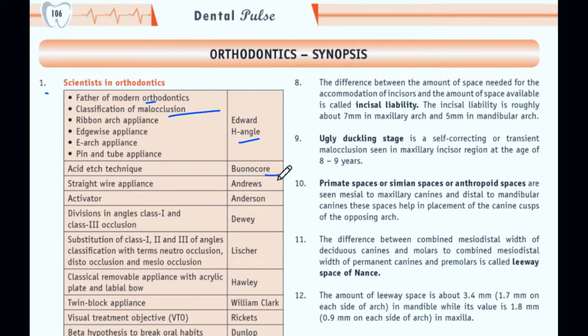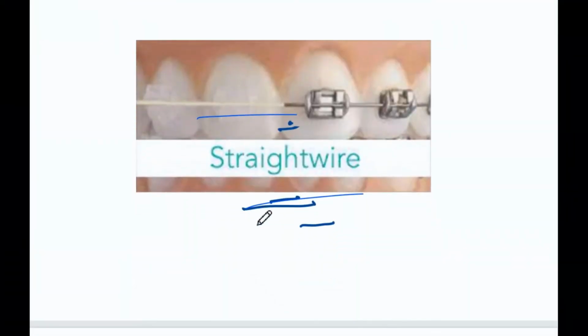Then there's Bonacor, who gave us acid etch technique. Andrews, who invented straight wire appliance, which looks something like this. This is the straight wire appliance and it was based on the Andrews 6 keys of occlusion.